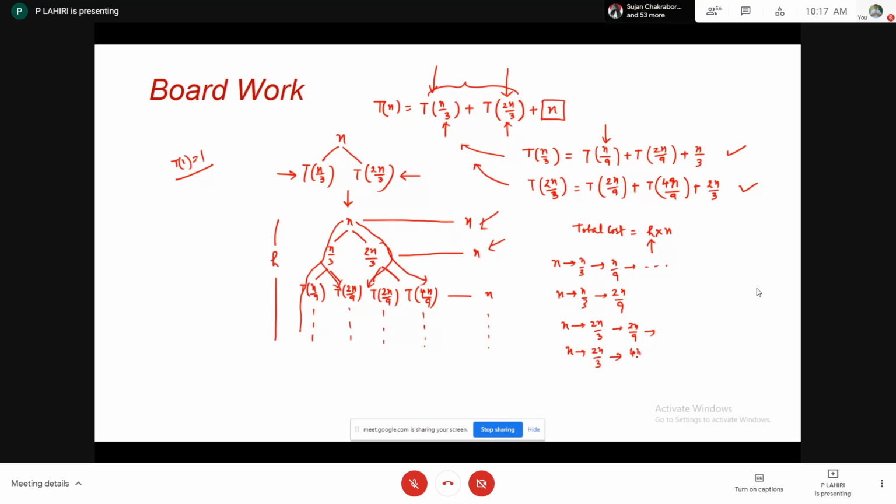4n by 9. Okay. So among these four, which one has more weight? First one, second one, third one, or fourth one? n by 3, n by 9. Okay. n by 3, 2n by 9. So automatically this is cancelled. n by 3, 2n by 9. Okay. 2n by 3. So automatically this is cancelled. 2n by 3, 2n by 9. Then 2n by 3, 4n by 9. This is cancelled. So which one has more weight and is the longest? The last one.